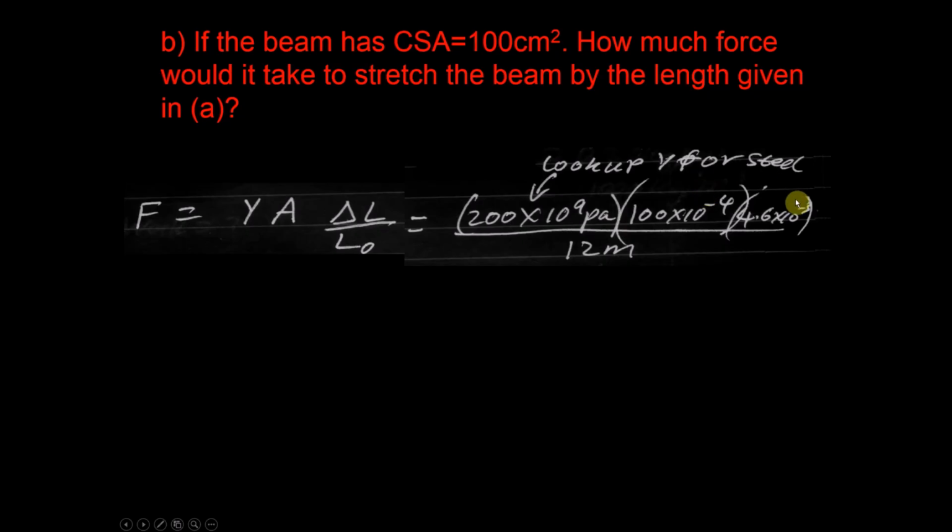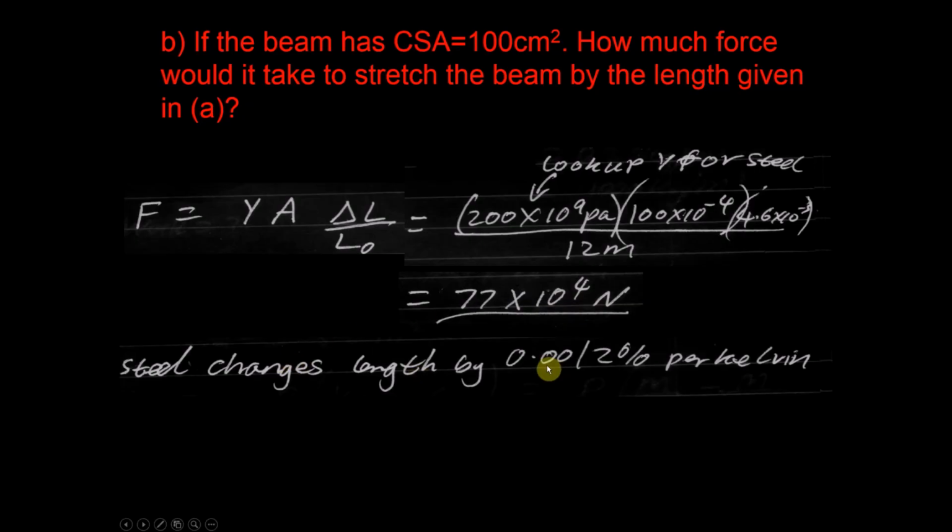Delta L here, remember, is 4.6 times 10 to the minus 3, and our cross-sectional area is 100 square centimeters. We need to use this value in meters with this value in meters. So we need to convert the 100 square centimeters to square meters, which becomes 100 times 10 to the minus 4 square meters. Our original length, L0, is 12 meters. Substitute in, we end up with a value of 77 times 10 to the 4 newtons, which is quite a lot of force this catwalk beam is being exposed to.